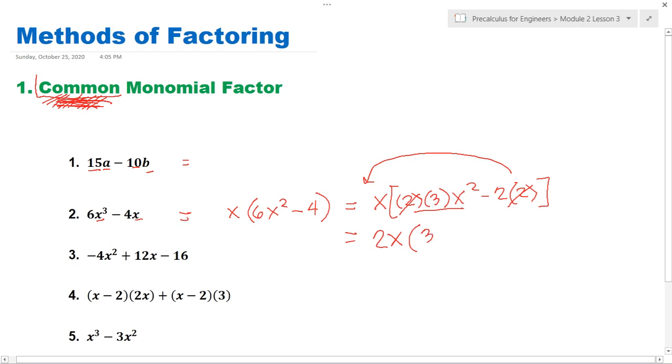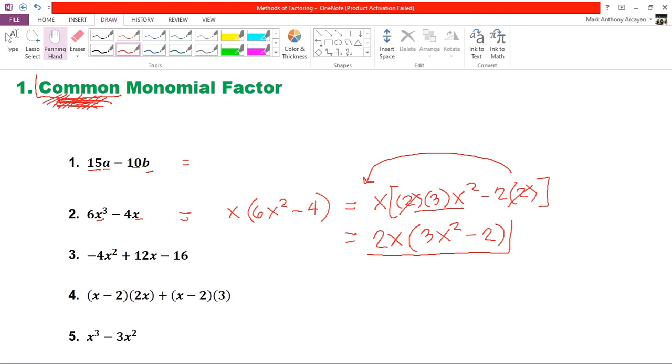We only now have 3x squared. How about on the second term? Since 2 has already been extracted, what's left is just the negative 2. So therefore, this would be our factor.